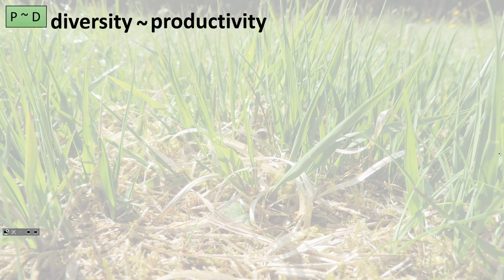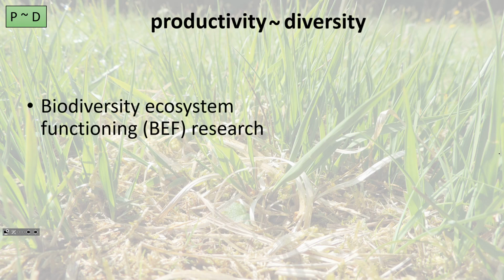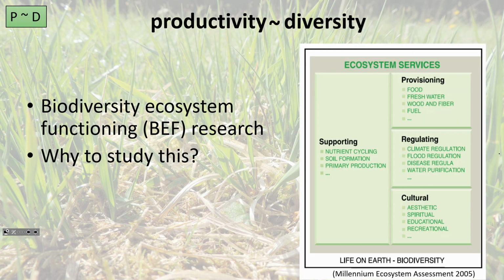So, with this disappointment, we can move to another, let's say, chapter where we just swap this relationship and look at how diversity predicts productivity. And as I have said, it's called biodiversity ecosystem functioning research. Well, why do this?